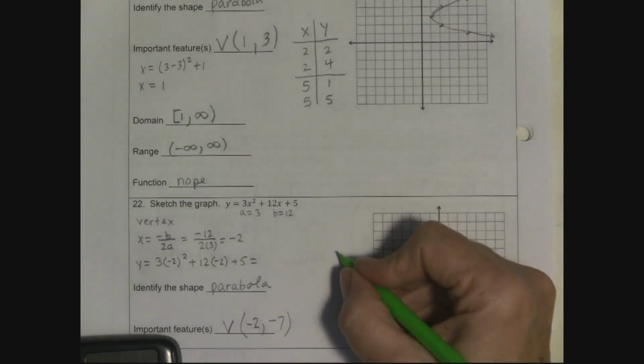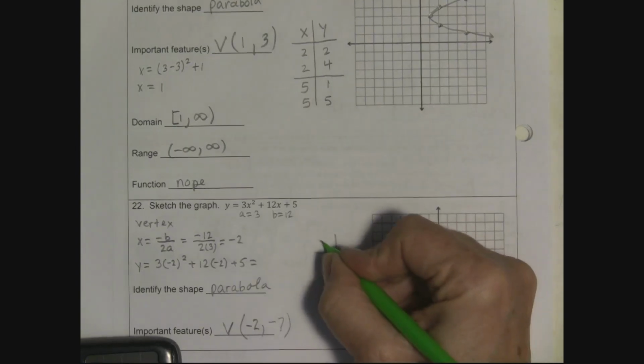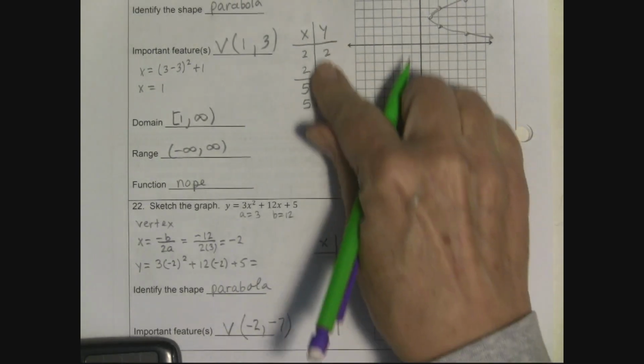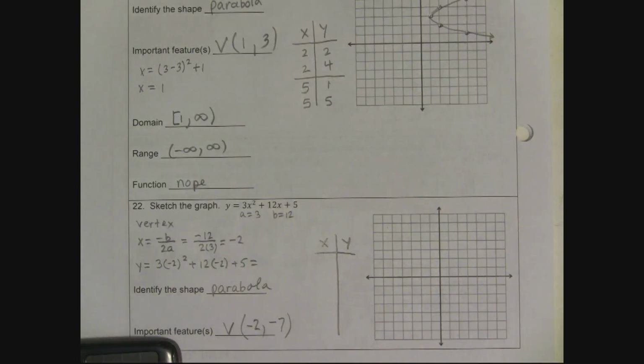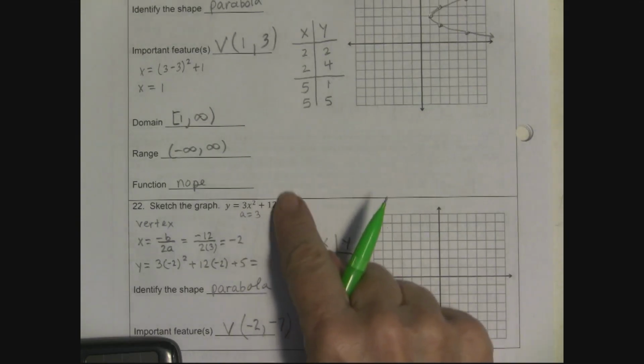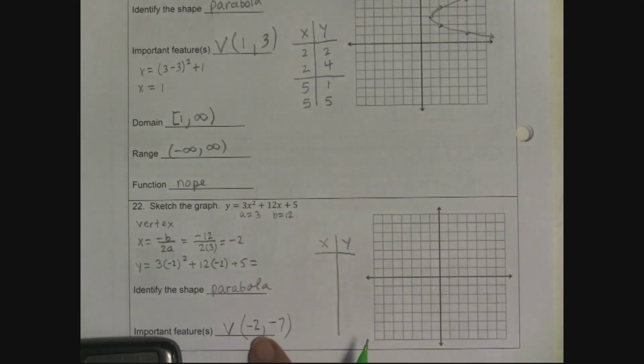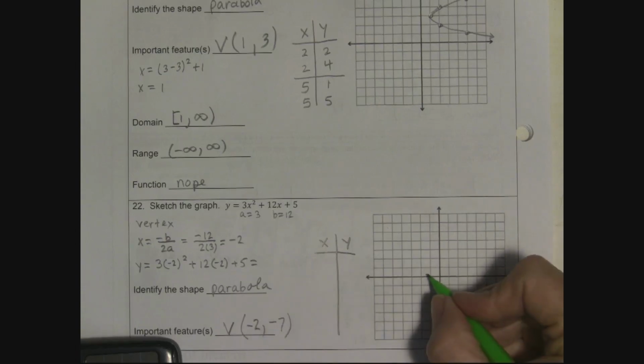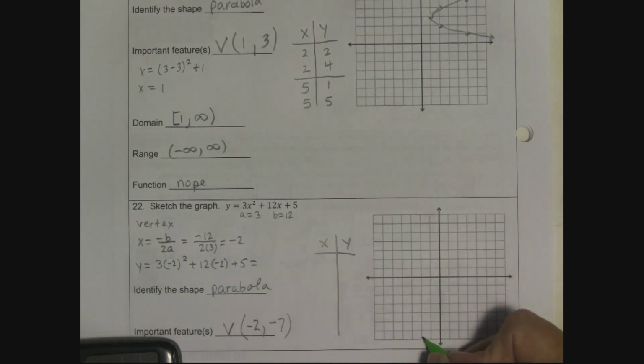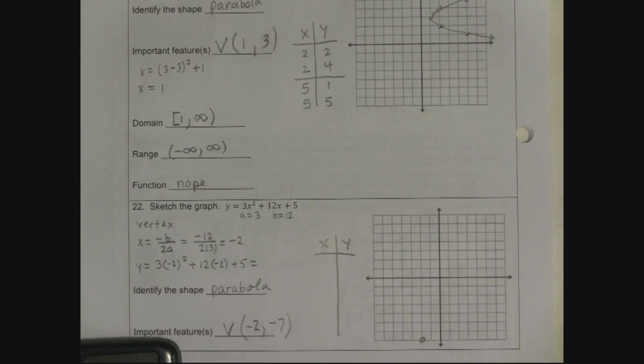So that's good. I'm going to pick some convenient points right here. That's what these were called as well. Convenient points, just kind of easy. I'm picking them close to the vertex. This one's in terms of x. So I'm right here at negative 2, negative 7. There's my vertex.